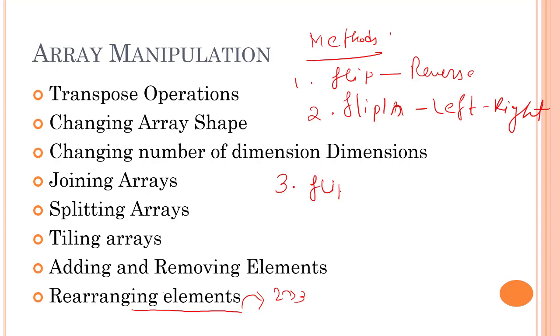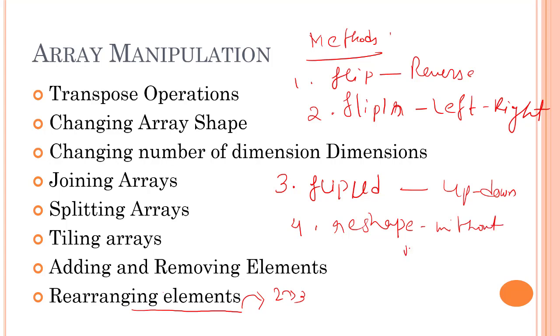Now move to flipud. If you want the up down direction, then we use flipud. This is for the up and down direction. Then the next method is reshape. Reshape gives a new shape to an array without changing the data. It will not touch your data. Suppose the array has the shape 2 3 4 and you move to a shape of 2 3, it can change the layout, but whatever values are there will remain the same.